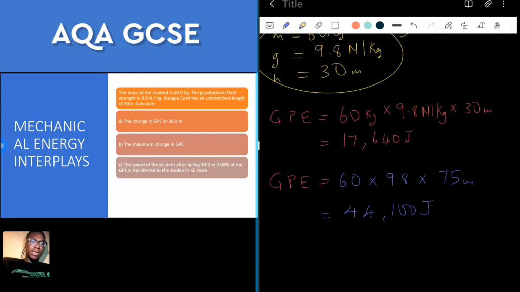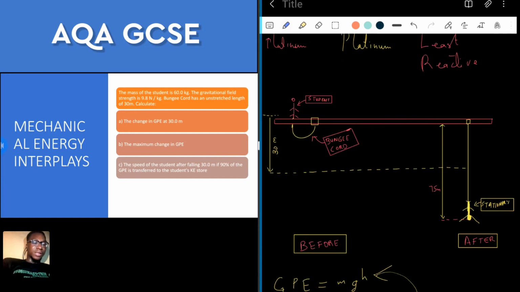Okay, and let's see what else we have here. The speed of the student after falling 30 meters, if 90% of the GPE is transferred to the student's KE store. Now, the KE there is talking about kinetic energy. So here, what this is saying is after the student has jumped 30 meters, let's just assume the total energy is 100% in GPE. It's only 90% that was transferred to the kinetic energy store.